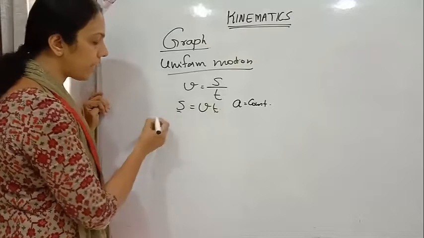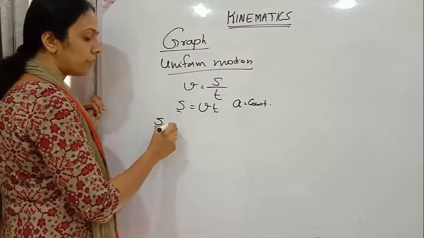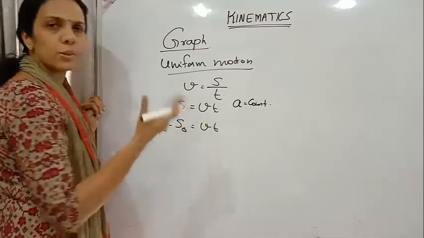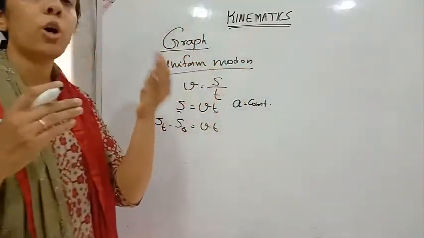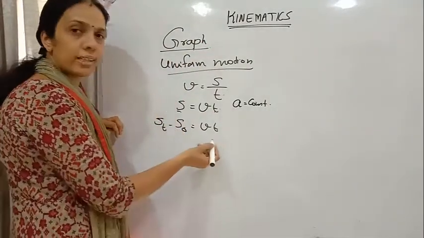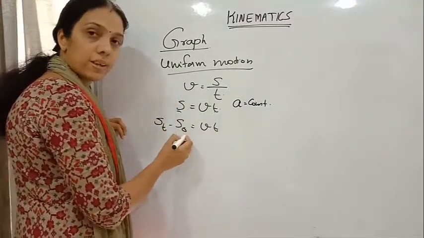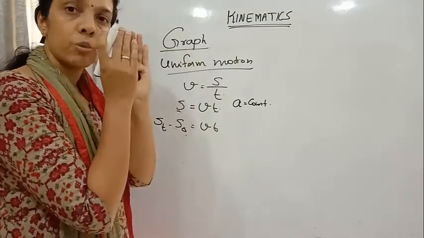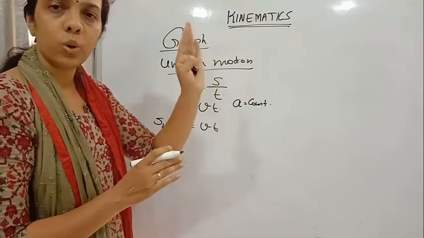Instead of that, we can find the displacement as the position at time t minus the position at time 0 equals Vt. This also we can consider, right? If we start the observation when the object is at the origin itself, then St minus S0 is not required. St equals V into t is enough. Why? Because S0 equals 0. When we start observing the object, at time t equals 0, the object is at the origin itself.